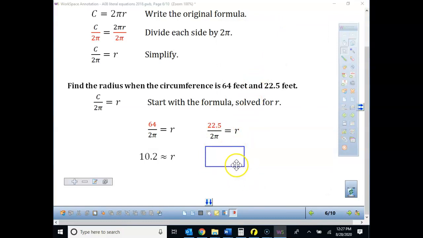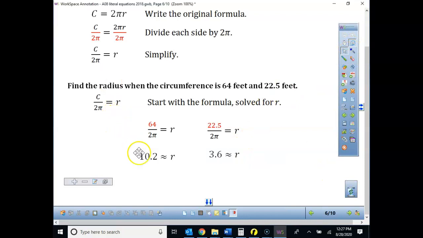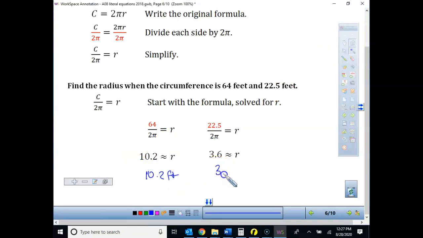Pause it and try this one. And again, if I'm pausing it and looking at this one, I would put my answer, and we would also like you to label these. So if I was looking at this answer, the first one would be 10.2 feet for my radius and 3.6 feet for my radius.